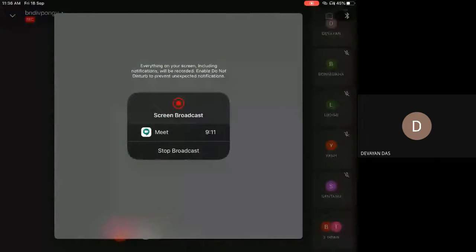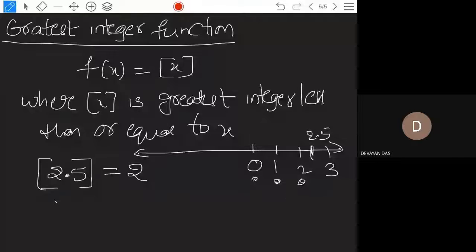Okay. Now greatest integer function. If you take minus 2.5, most of the students will get confused and say minus 2. No. If you see here, minus 1 will be there, here minus 2 will be there, here minus 3 will be there. Minus 2.5 is this one, which lies between them.